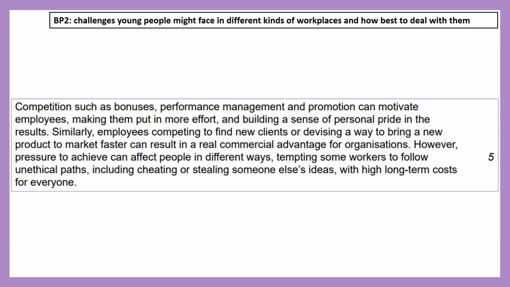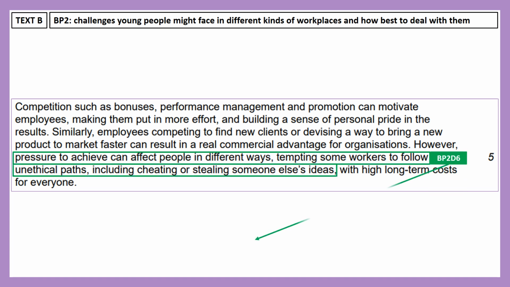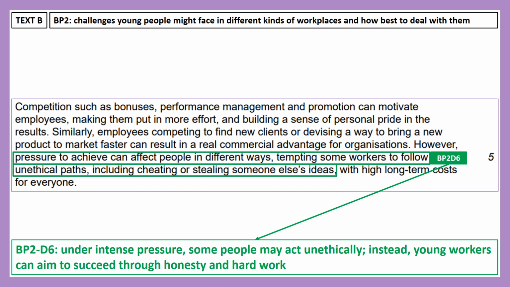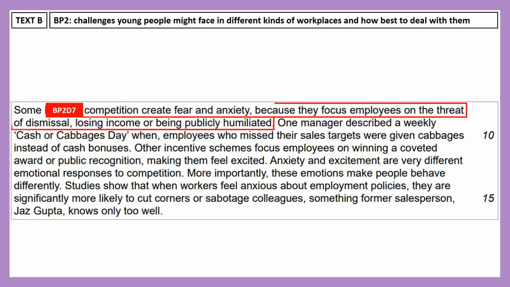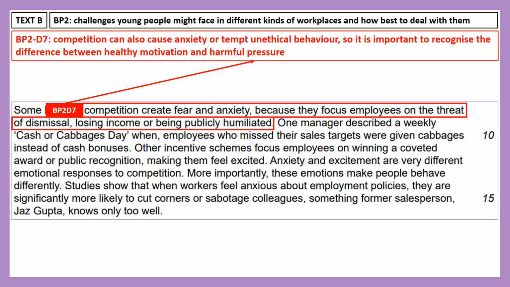Continue to annotate the relevant details. Detail 6 from text B, lines 5 and 6 can be developed as: under intense pressure, some people may act unethically. Instead, young workers should aim to succeed through honesty and hard work. Continue to annotate the relevant details. Detail 7 from lines 8 and 9 can be developed as: competition can also cause anxiety or tempt unethical behavior, so it is important to recognize the difference between healthy motivation and harmful pressure.